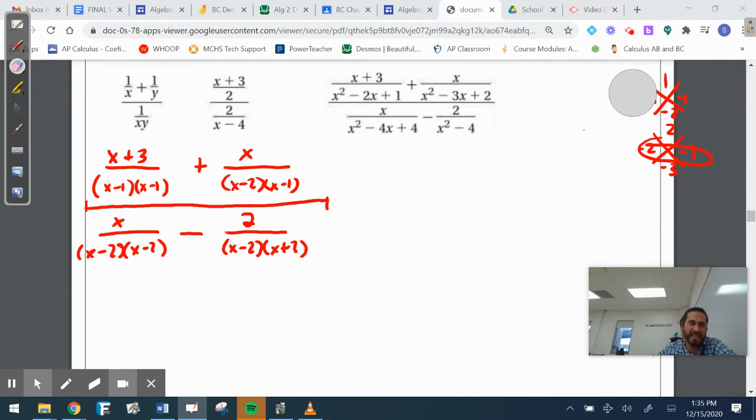We could do restrictions, right? What can't x be? x can't be 1, x can't be 2, x can't be -2. But this problem didn't ask for restrictions, so let's go straight to my LCD.